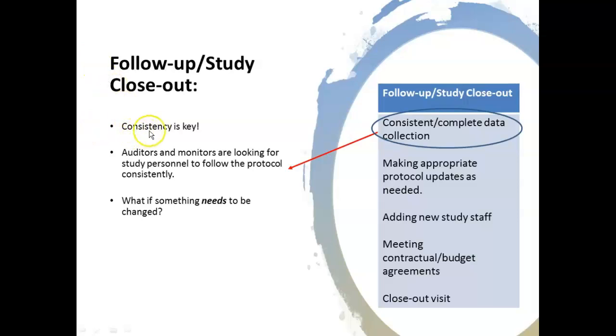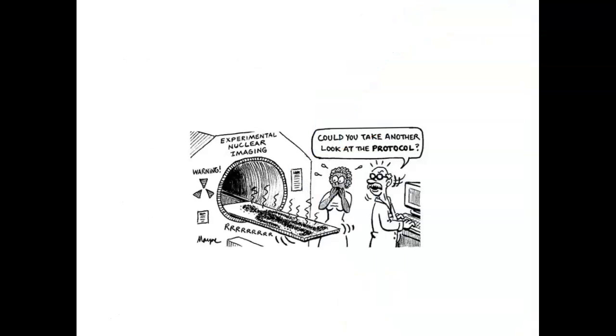You want to consistently collect the data according to the protocol and whatever iteration of the protocol you're in. This is extremely important as auditors and monitors are looking for study personnel to follow the protocol consistently. Okay, if something needs to be changed, say, in your investigator-initiated study, you find that you may not need to include a specific assessment form and you just don't need to use that anymore. Well, that's technically a change to the protocol. And we'll talk about that in our next slide.